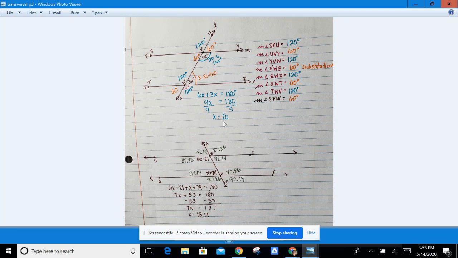Now I have to go back in and substitute, right? So 3 times 20 is 60 degrees, and 20 times 6 is 120 degrees. So now I know this little zigzag here is 120, and this, the opposite way, is 60. And the same thing with the last example. So hopefully this helps.